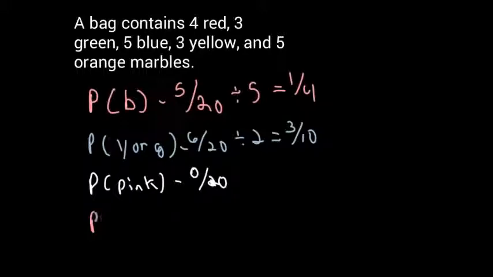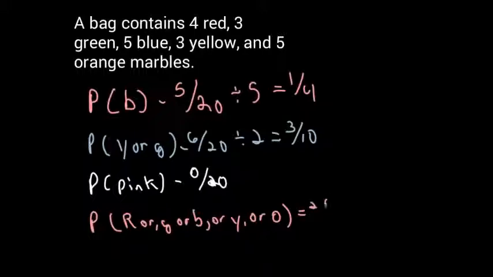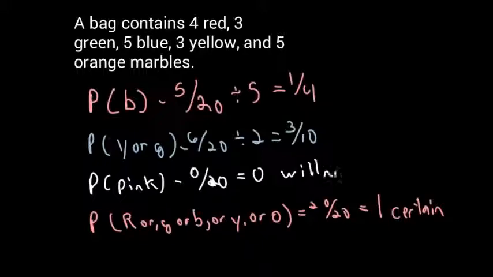Alright, so let's do another one. What's the probability of getting a red or green or blue or yellow or orange? Well, that's all the marbles I have in the bag. So that would be 20 out of 20. So my probability would reduce down to 1 there. So that is something that is certain to happen. So if you get a probability of 0, then it will not happen. And if you get a probability of 1, then it is certain to happen.